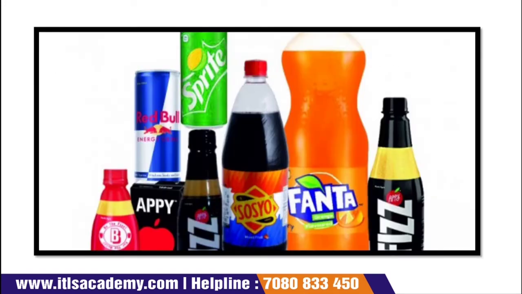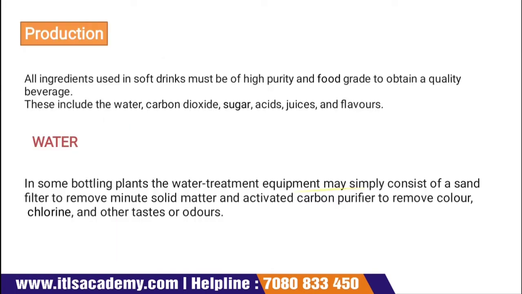Then comes certain brands that are used in carbonated soft drinks. For example, Fanta is there, Fizz is there, Epifizz, Red Bull, Sprite, etc. So if I talk about production, production means what all ingredients are used in the manufacturing of soft drinks. अब soft drinks को बनाने के लिए what are the ingredients that are used? All ingredients used in the manufacturing of soft drinks must be of high purity. If I am saying high purity, मतलब कि they should be contaminant free, means those raw materials that are used for manufacturing should be free from any source of contamination, whenever I am saying source of contamination, it means free from bacteria.